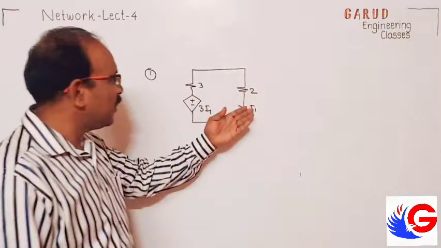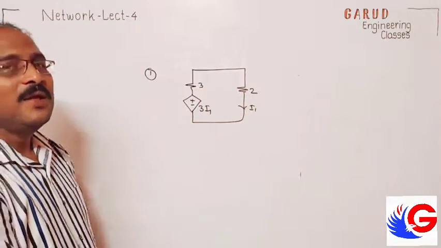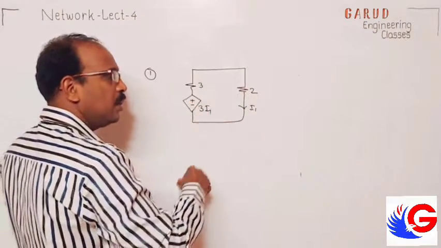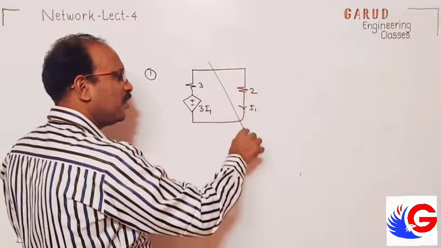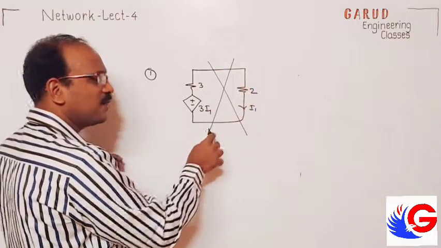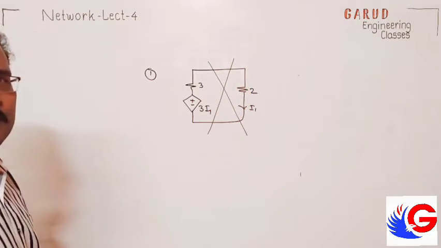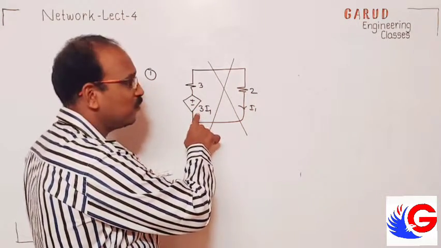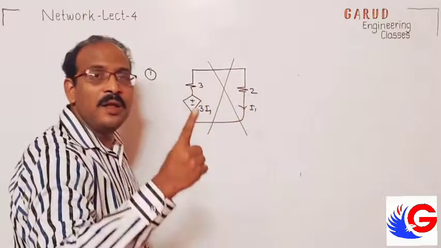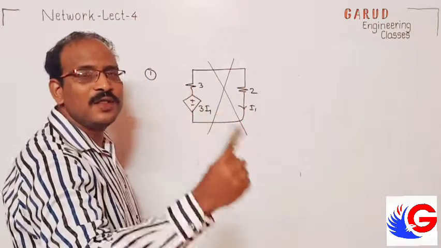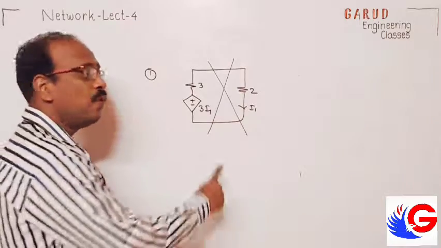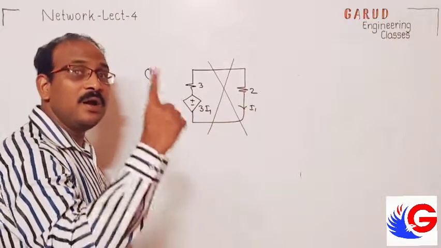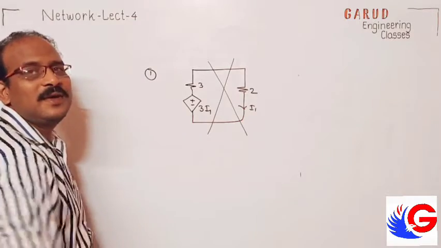Correct? So what will be the current? Current will be 0. So the important thing here is that this circuit will not work. This circuit is called a dead network. Why? Because there is a dependent source, but there must be one independent source in the circuit. To work, there must be at least one independent source in the circuit.